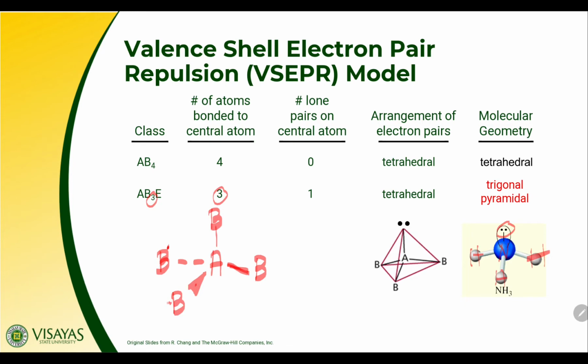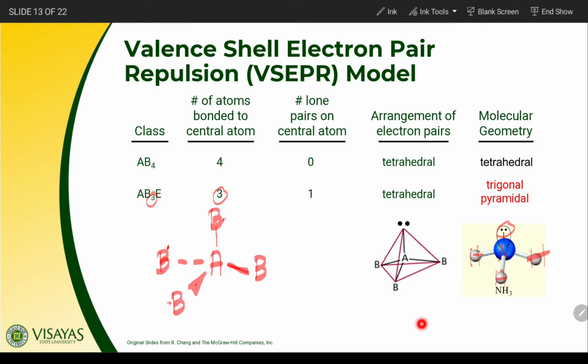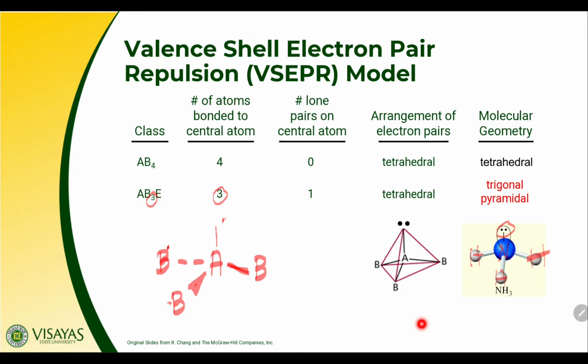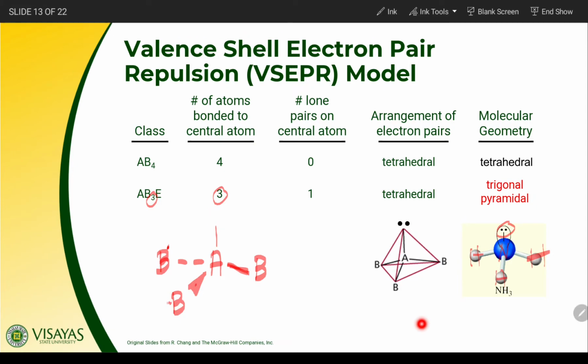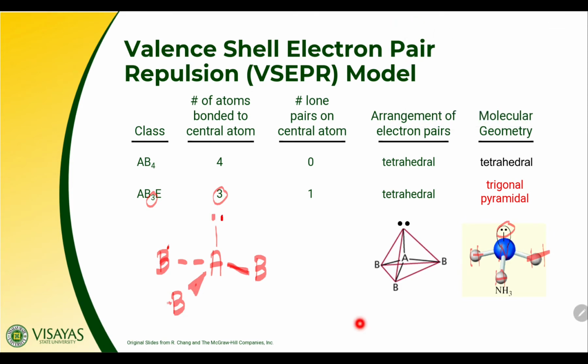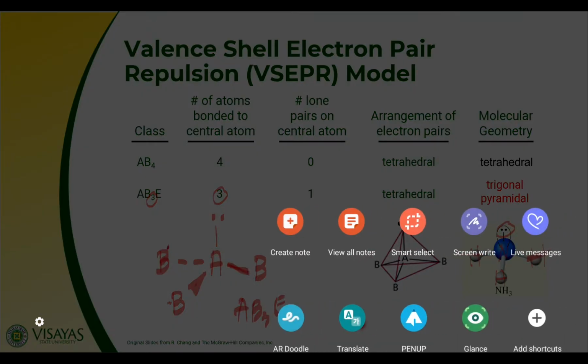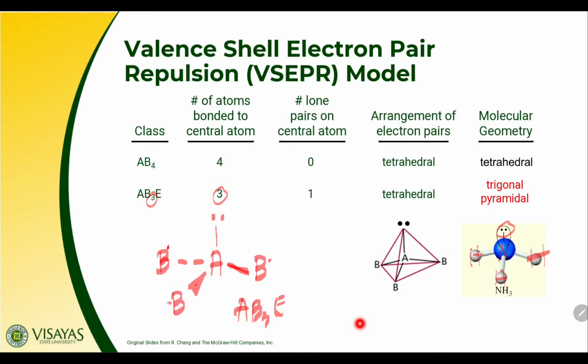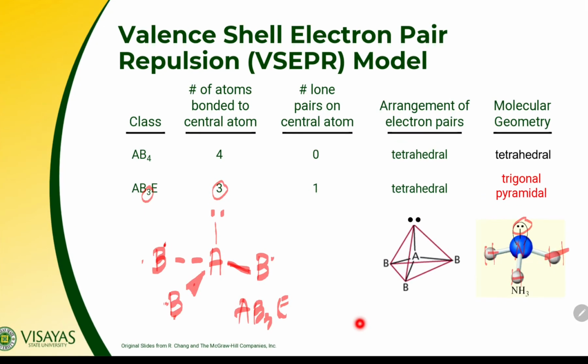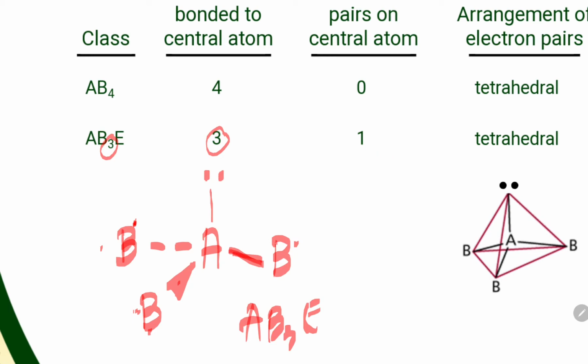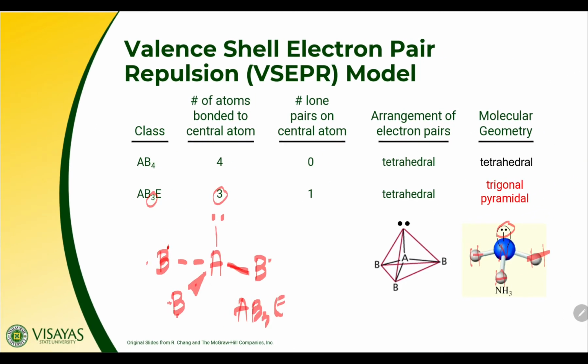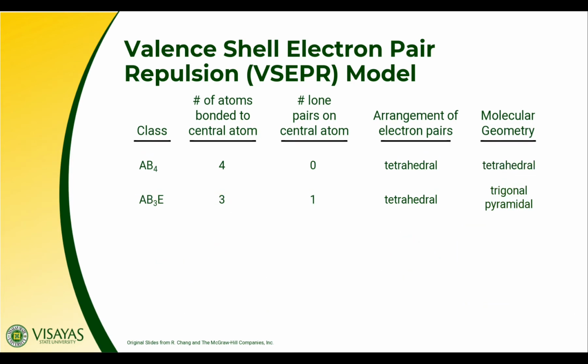Now when we have AB3E, the atom at the top here will be replaced with an electron pair. So we will delete this atom here, and this will be replaced by a lone pair. Okay, so this is now AB3E. So we have our 3 atoms bonded, 1, 2, 3, and a lone pair on the central atom, which is at the top. Okay, so that is how you draw an AB3E molecule.